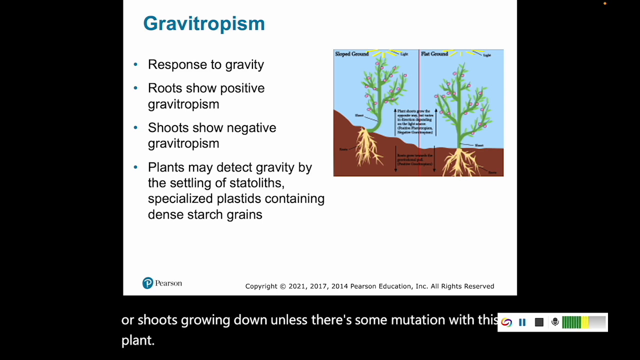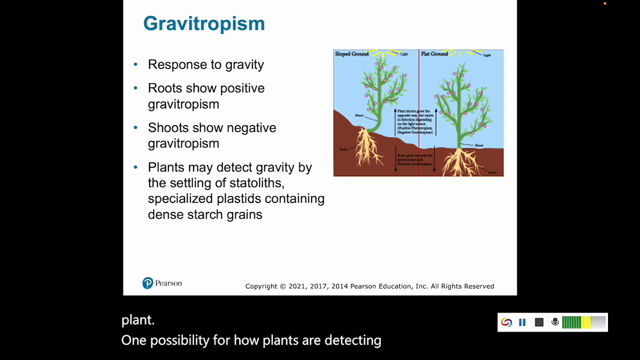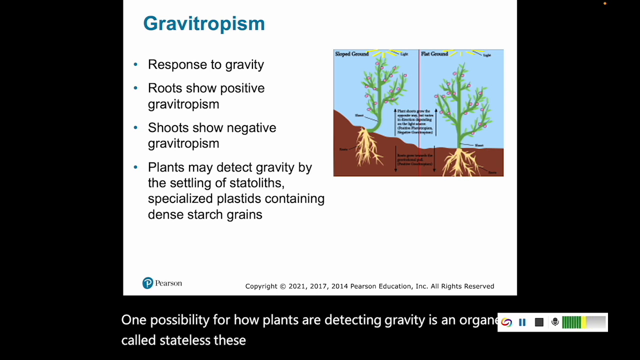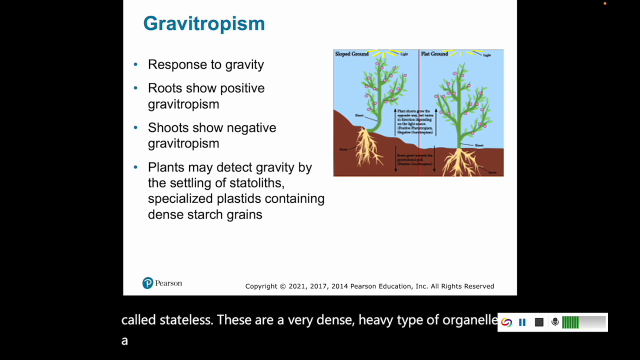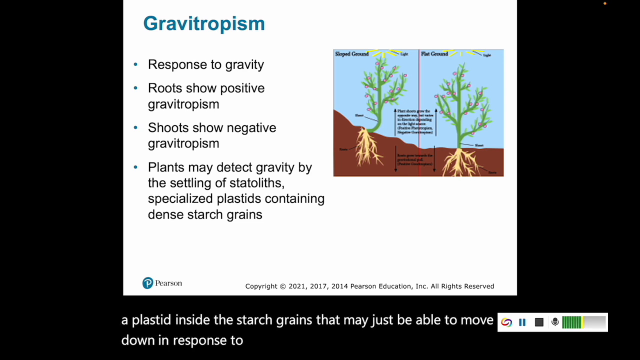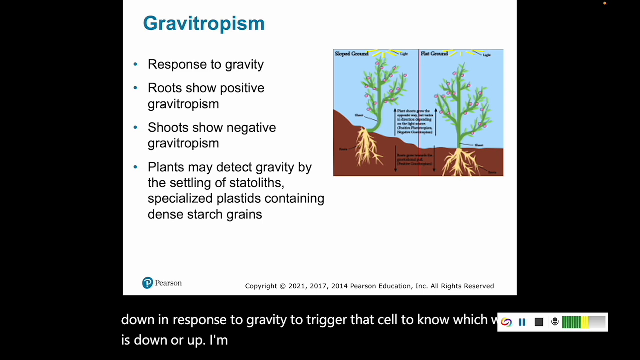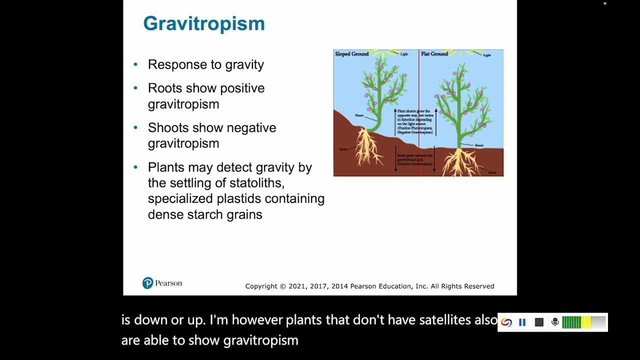One possibility for how plants are detecting gravity is an organelle called statoliths. These are a very dense, heavy type of plastid, starch grains, that may just be able to move down in response to gravity to trigger that cell to know which way is down or up. However, plants that don't have statoliths are also able to show gravitropism. So this whole mechanism isn't quite entirely figured out at this point.